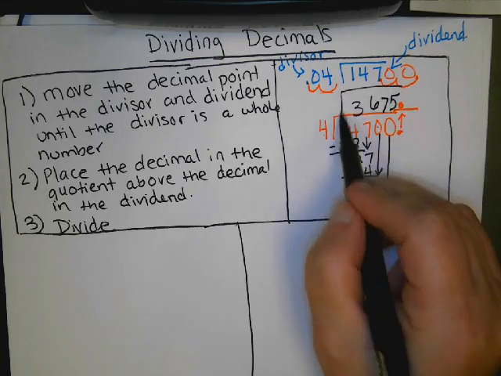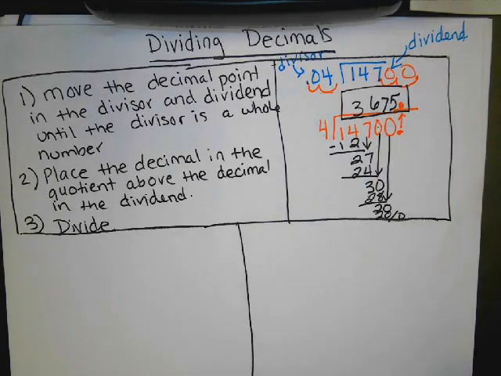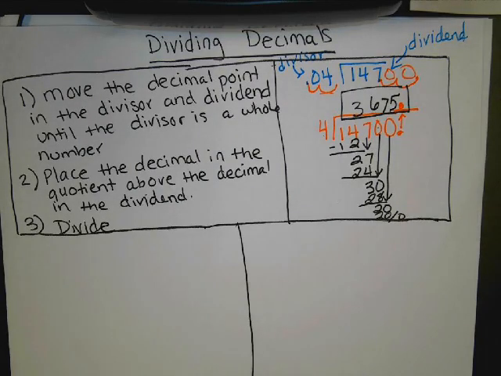For a grand answer of 3,675. Remember, if that decimal is at the end, it is a whole number. Go ahead and try example number 1.